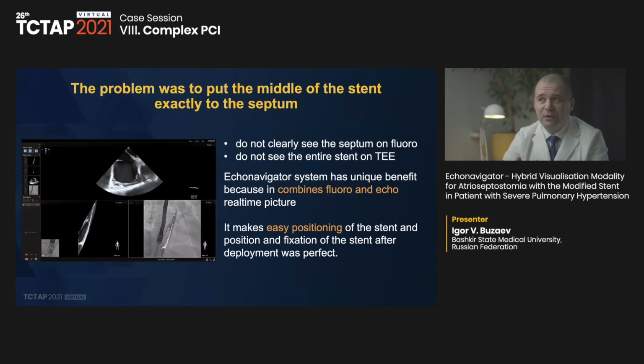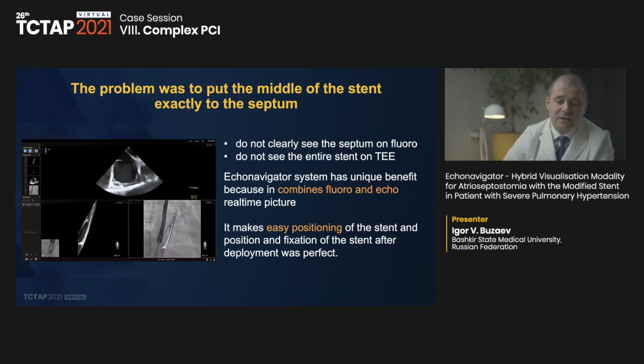The problem was to put the middle of the stent exactly at the septum, because when you see it on ultrasound, you will see only a point of the stent. You don't know which point of the stent it is. And if we see the fluoroscopy, we see only the X-ray picture without seeing the septum. And the Echonavigator is a unique benefit because it combines fluoro and echo in real time.